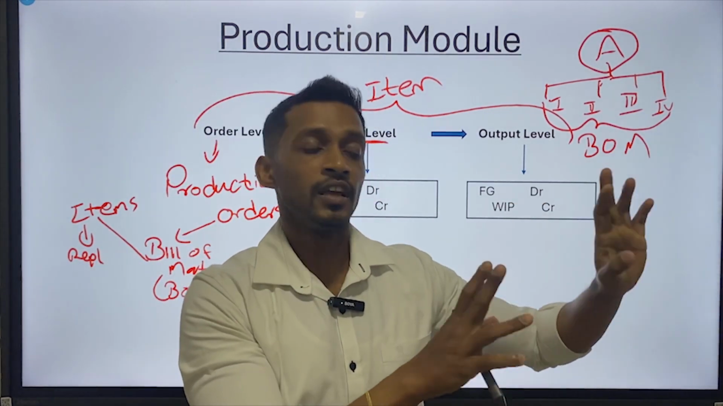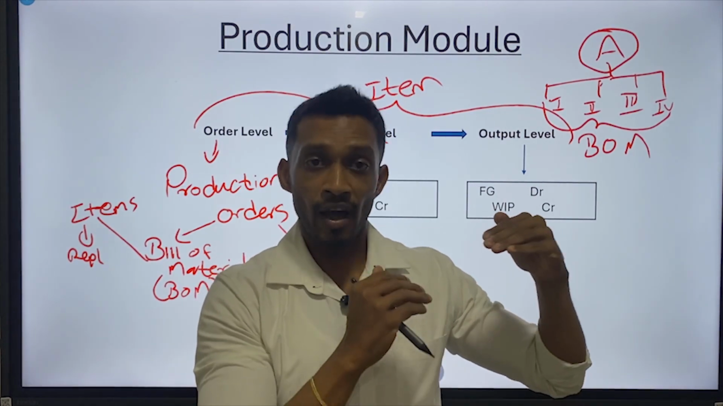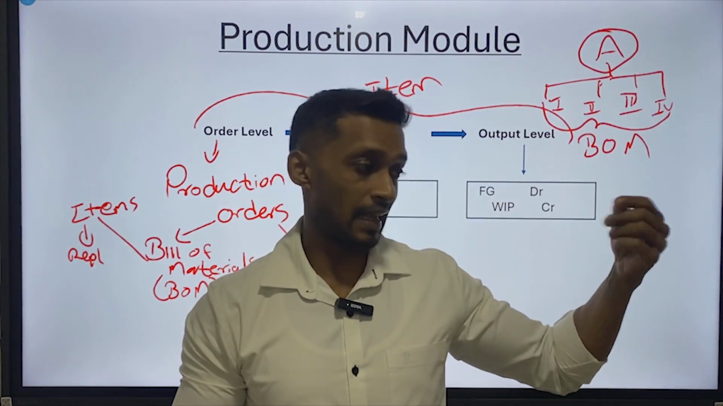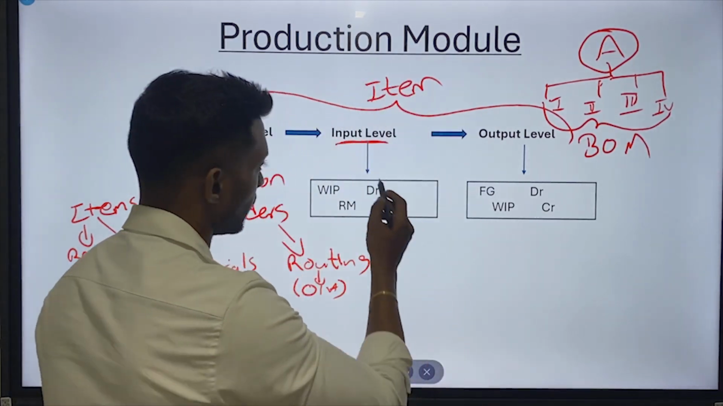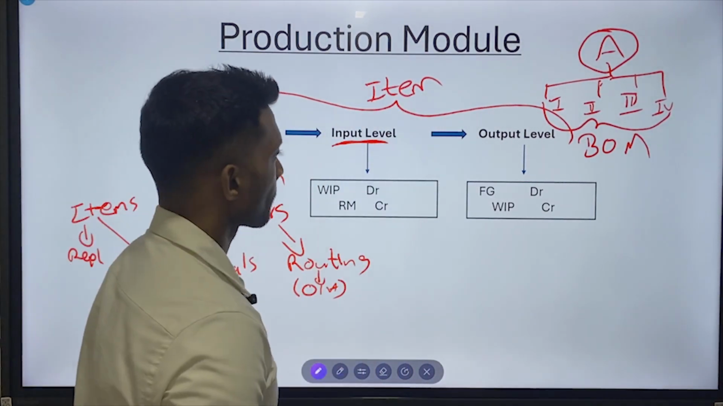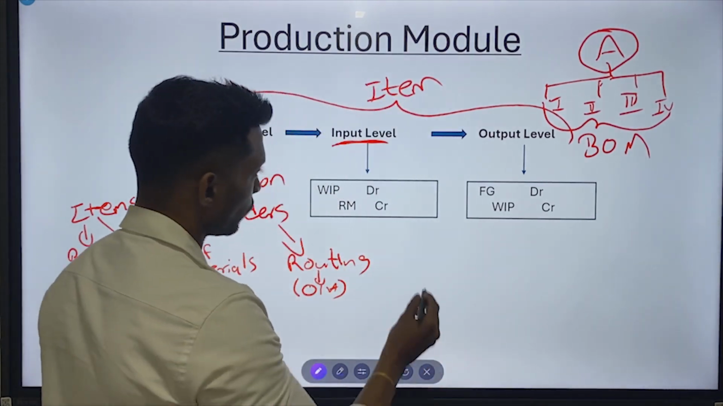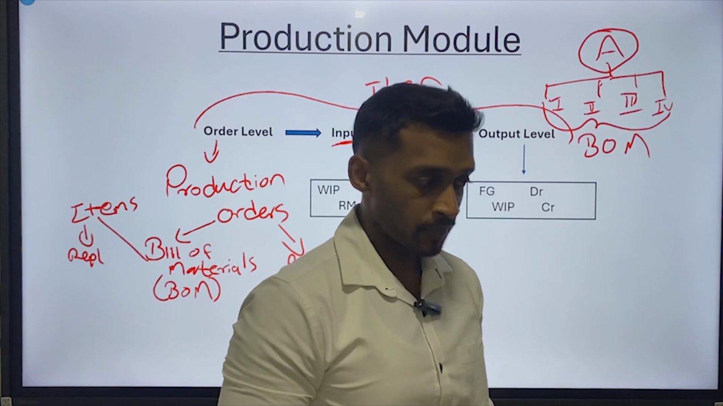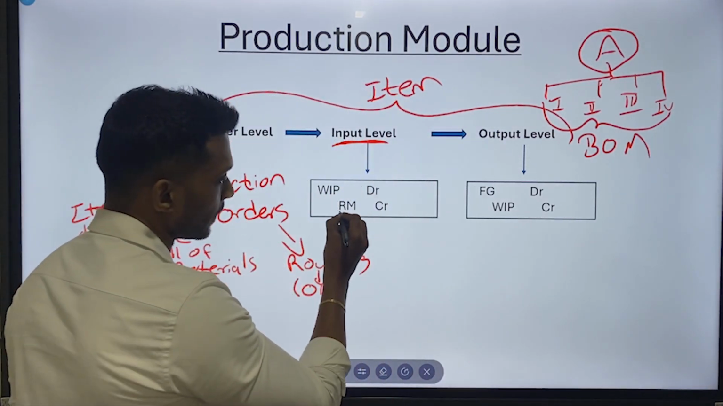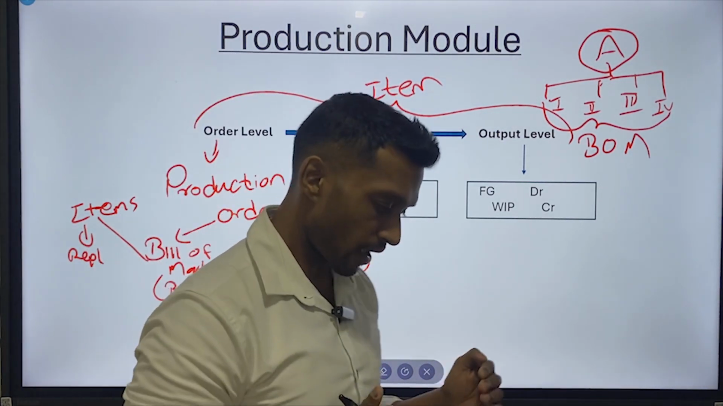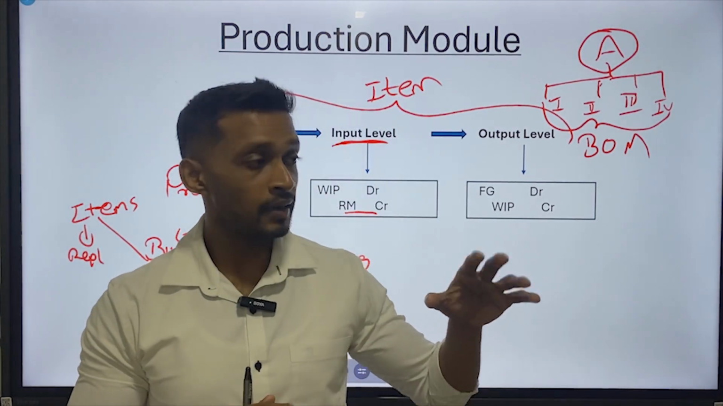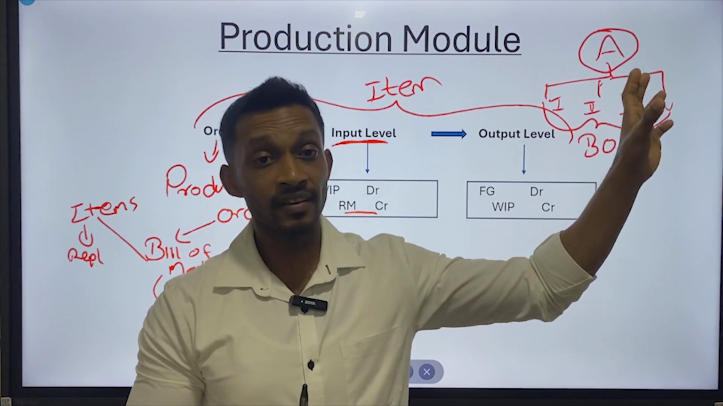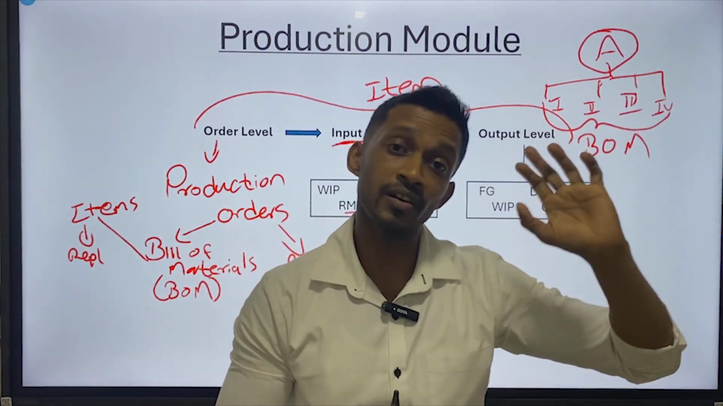Just imagine, in order to produce a table, you need to have timber, and some other materials, nails and all those stuff. So at the point of your input, once you use your raw material, that raw material gets credit. Now at the moment, the timber is in inventory, on the debit side. Now we are going to consume that.